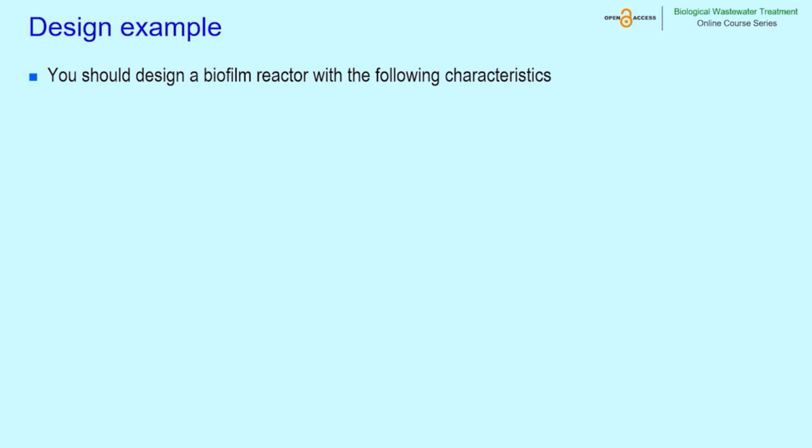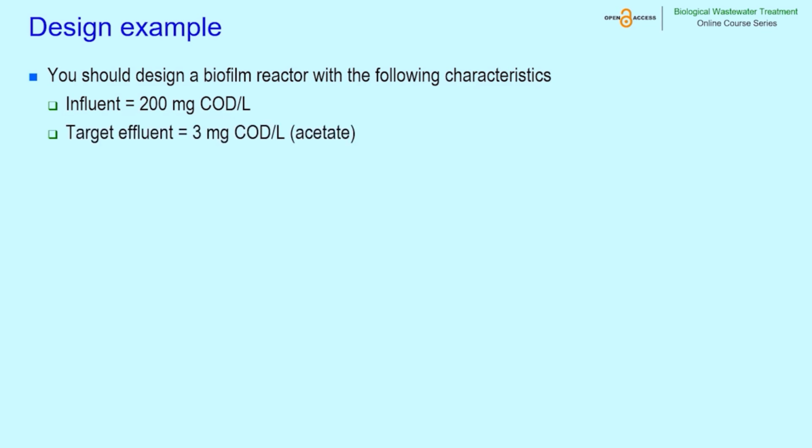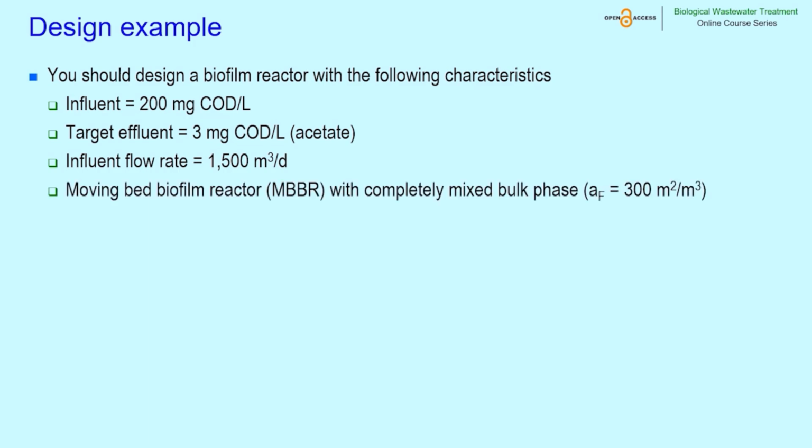Let us now do an example using the tools we have developed. Let us design a biofilm reactor assuming the following situation. Influent substrate concentration of 200 milligrams COD per liter, effluent COD concentration of 3 milligrams COD per liter. Here, we assume that the substrate is acetate. An influent flow rate of 1500 cubic meters per day. We assume a moving bed biofilm reactor with a specific surface area of 300 square meter per cubic meter.